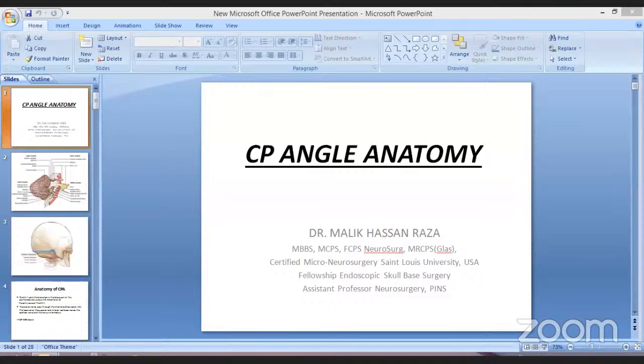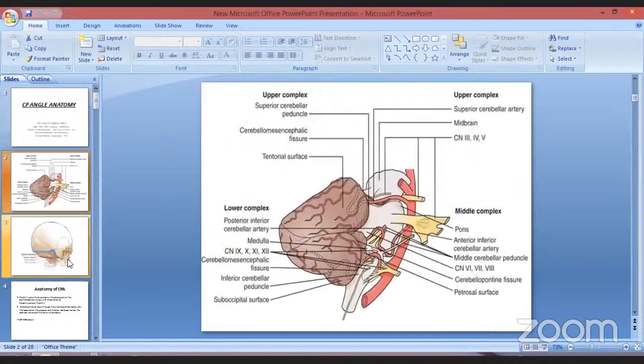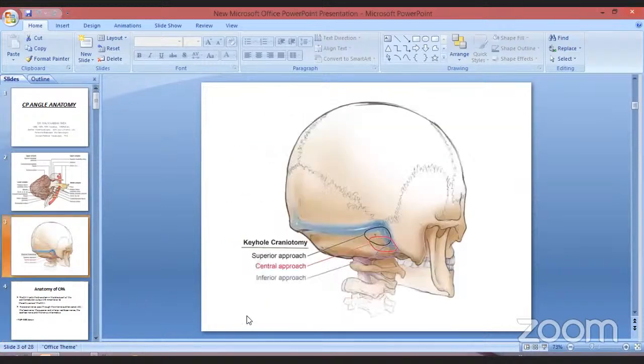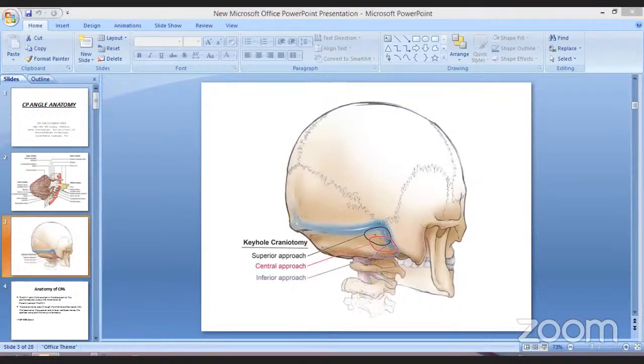So a few points about the anatomy of the CP angle. The cranial nerve 7 usually exits in the lateral part of the pontomedullary sulcus, about 2 mm anterior to the entry zone of the cranial nerve 8. Dr. Hassan, your slides aren't moving, I guess. We're still on the slide that shows your name. I am on the 3rd slide. Yeah, now it's changing. Okay, can you see this one now?